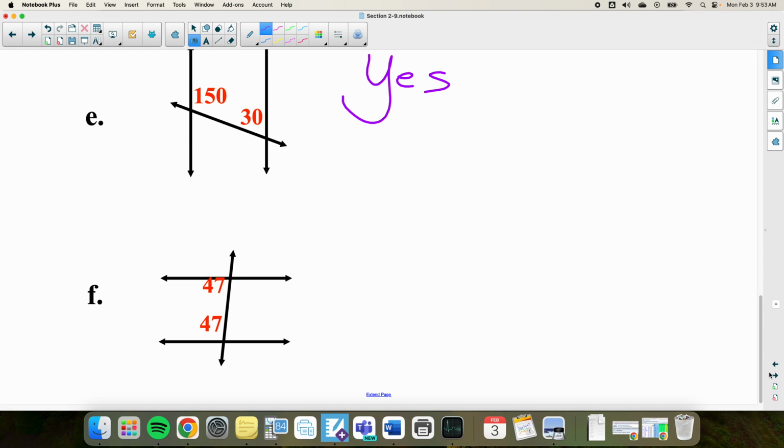Why not? Yes, they're consecutive interior, but they don't add up to 180, they're equal. And with consecutive interior, we don't want them equal, we want them to add up to 180, okay?